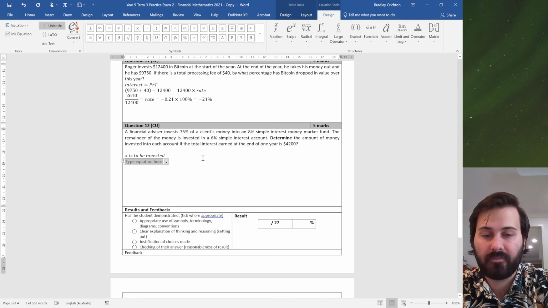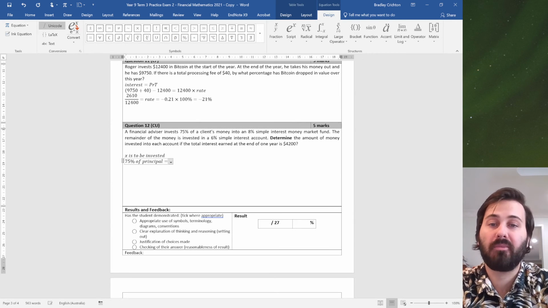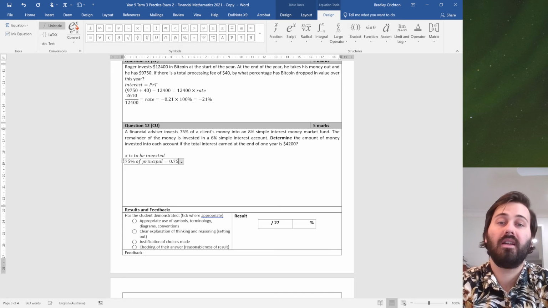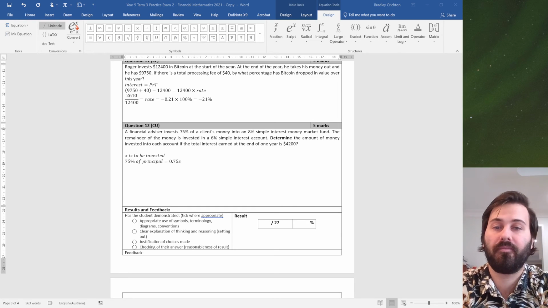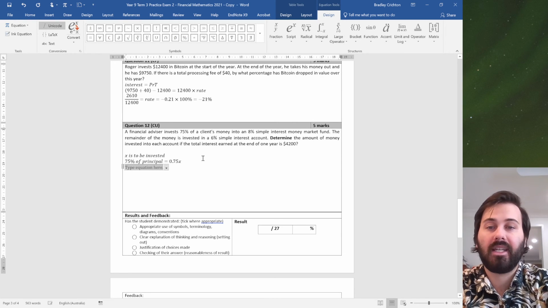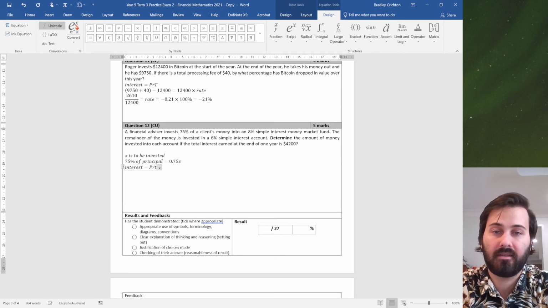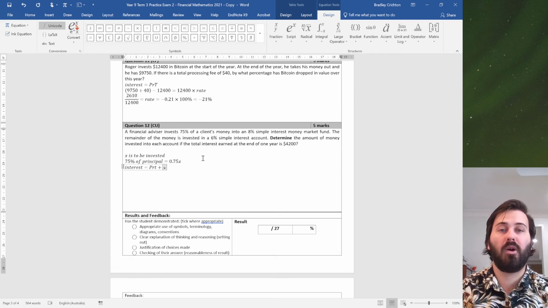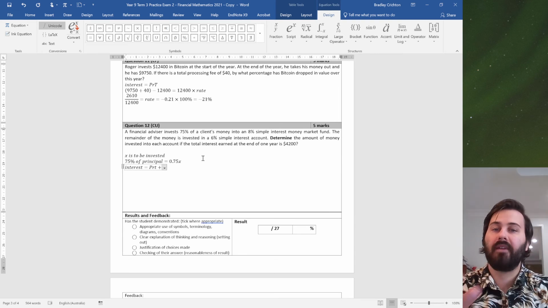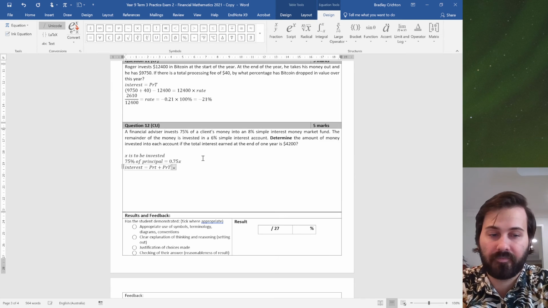Now, 75% of our principal can be represented as 0.75x. So x is essentially our principal that we don't know, and we'll have to work out. So our interest in this case is equal to PRT plus, now because our total interest is the sum of the interest gained in one account and the interest gained in another account, we have to add the interest of both. So PRT plus PRT.